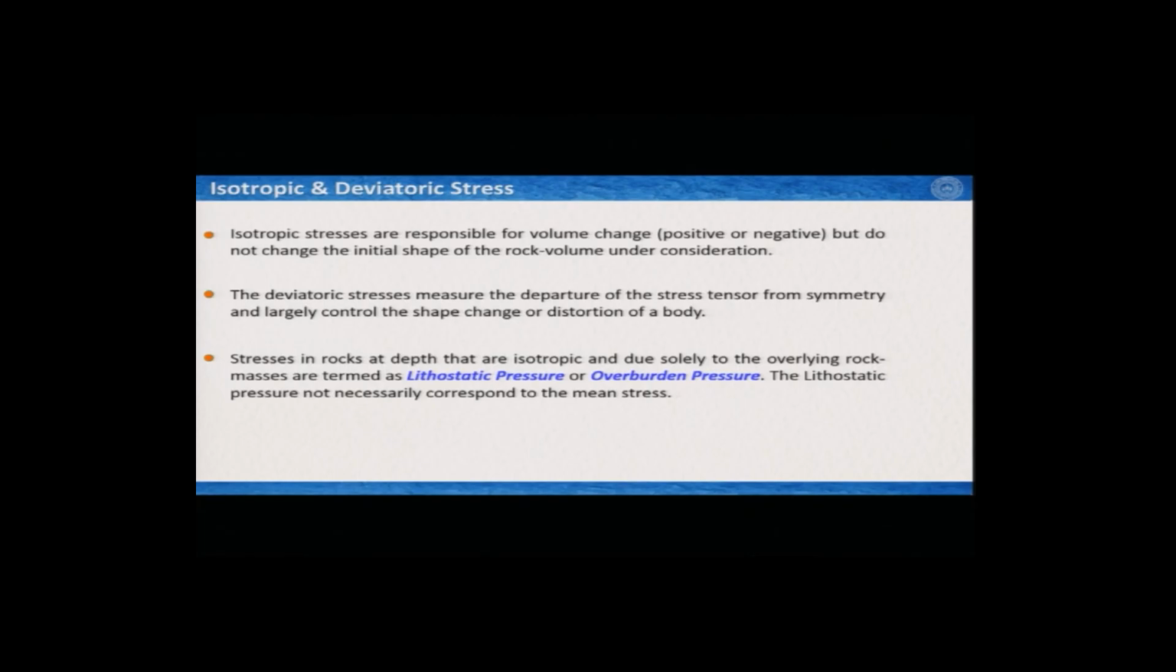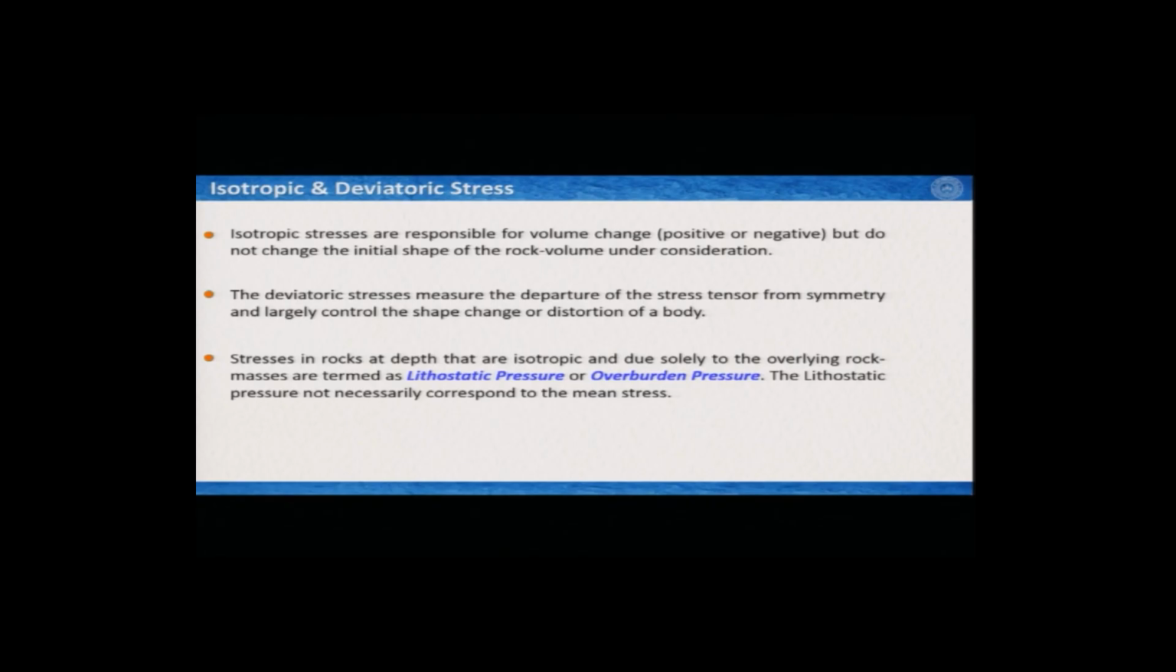The deviatoric stress, on the other hand, measures the departure of the stress tensor from the symmetry, that means it does not consider the symmetric part of it. Therefore, the deviatoric stress is responsible for the strain or distortion of the body, and therefore, it changes the shape of the body.